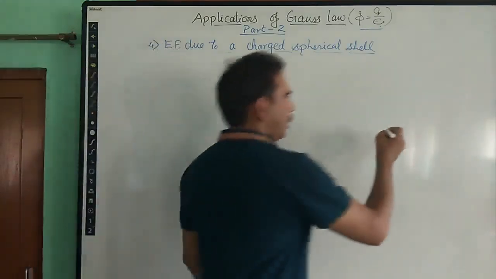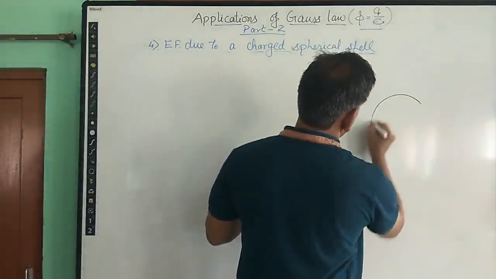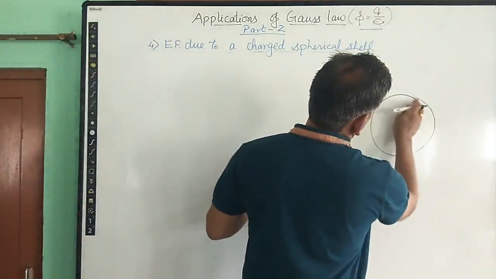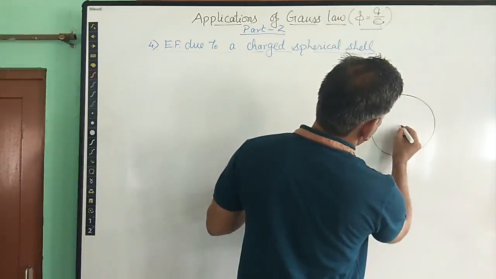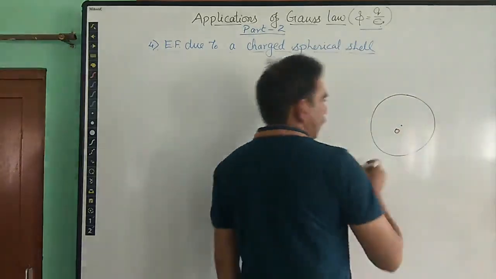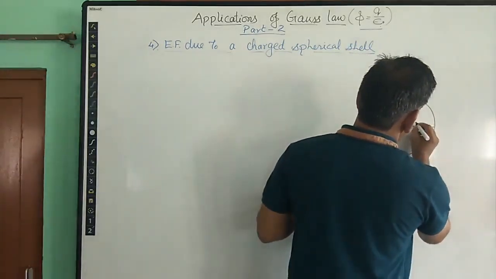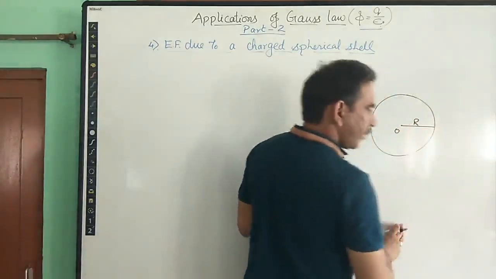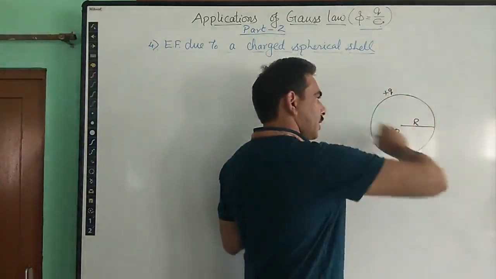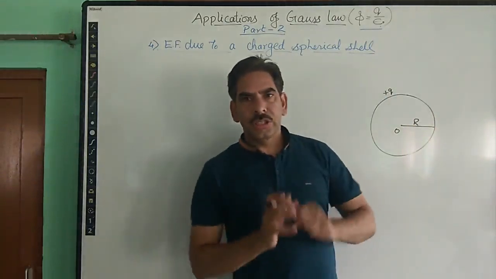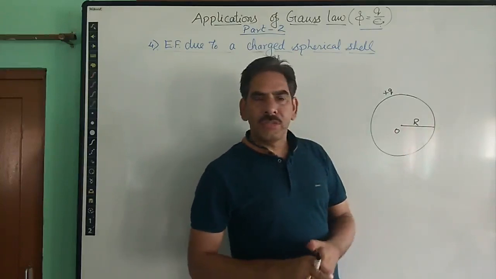So here is the situation. Let me draw the diagram first. Suppose this is a spherical shell which is hollow inside with center O and its radius is R, capital R, and charge, for example, plus Q lies over the surface of this spherical shell. So this is the situation we are given. We have to find out the electric field due to this charged spherical shell.